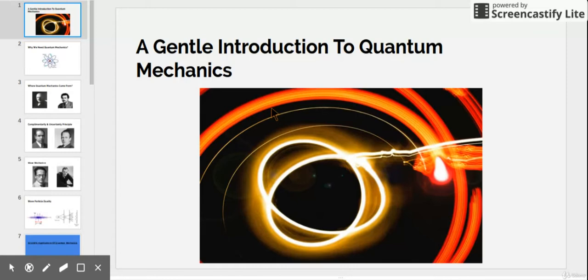At the macroscopic scale, or the large scale, things are well explained by Newtonian physics and the theory of relativity. But these theories break down at very, very small scales, and one needs a new theory to understand the phenomena at that level.